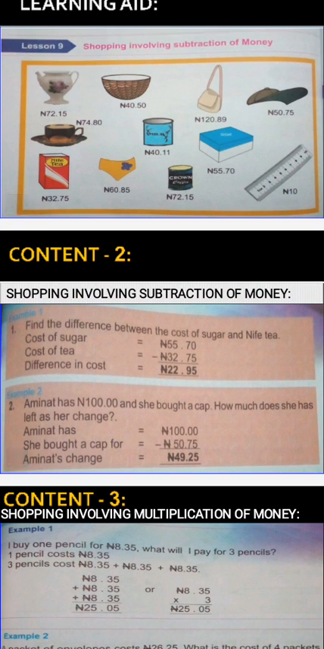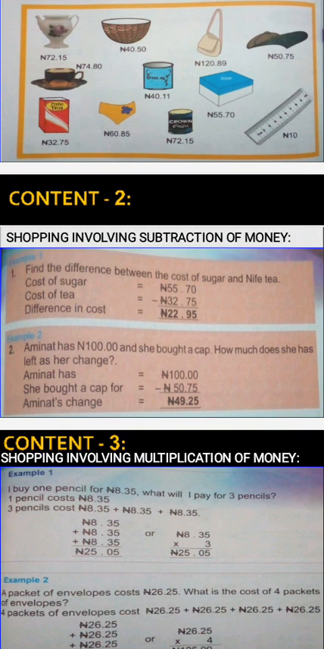Okay, so now the content is here. That's content 2 now: shopping involving subtraction of money. Example 1 says find the difference between the cost of sugar and tea.